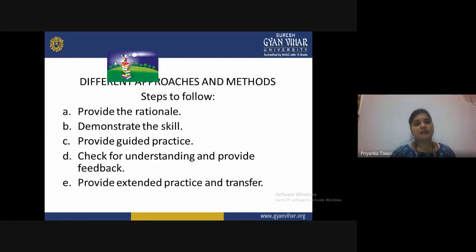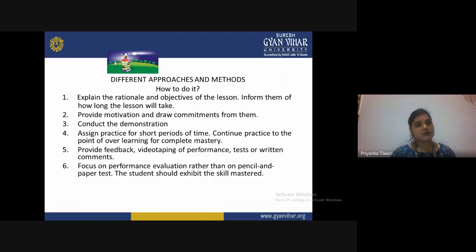So some different approaches and methods follow. Provide the rationale and demonstrate the skill. Provide guided practice and check for understanding, and provide feedback. Provide extended practice and transfer. So, different approaches and methods for how to do it.